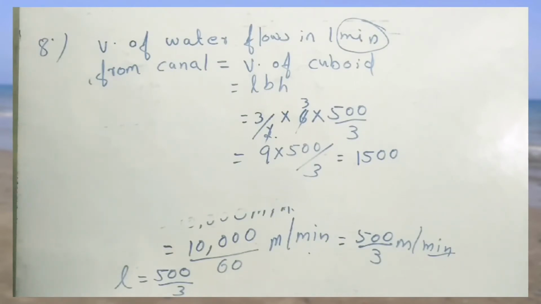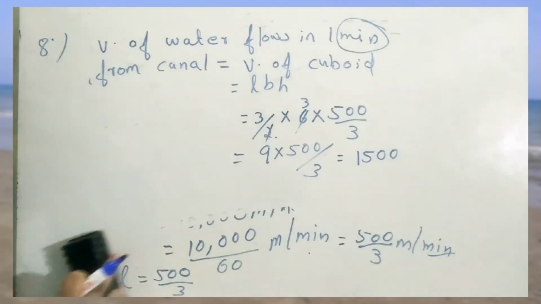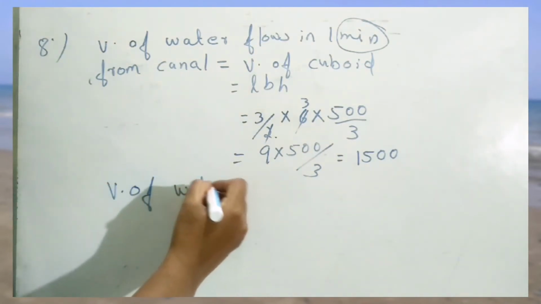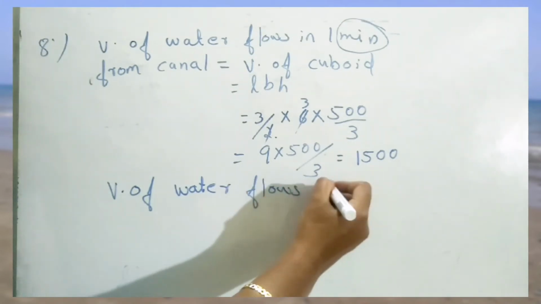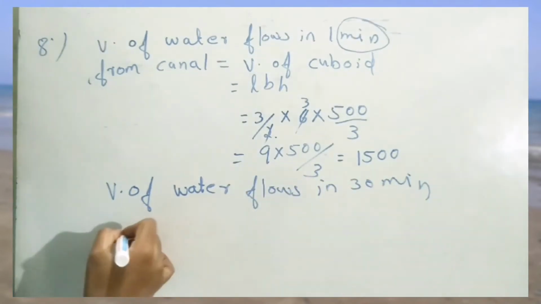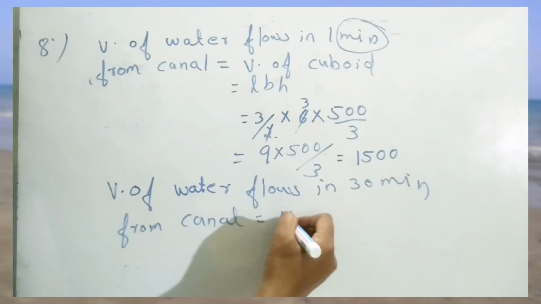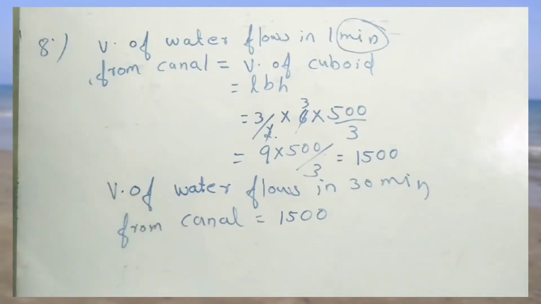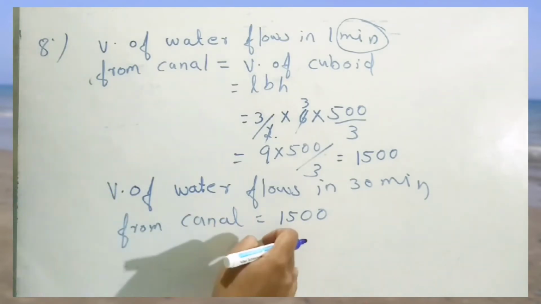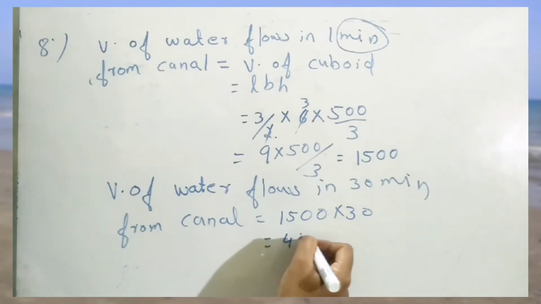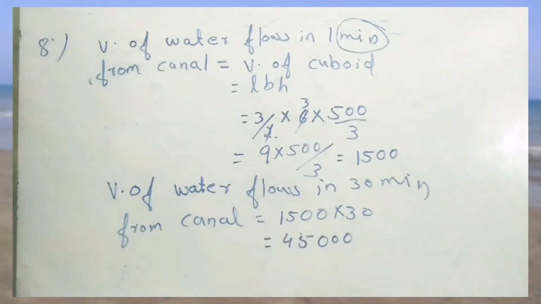Now in our question, how much area will it irrigate in 30 minutes if 8 centimeter of standing water is needed? Next we are going to calculate the volume of water that flows in 30 minutes from the canal. 1 minute is 1500, then 30 minutes is equal to 1500 into 30 is equal to 45000.